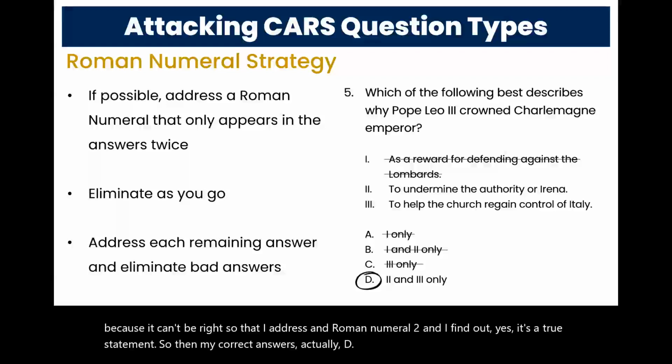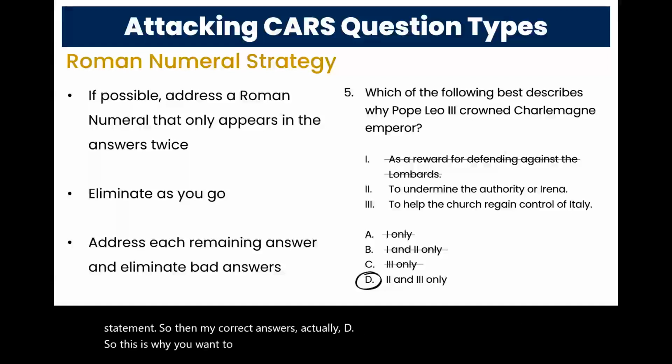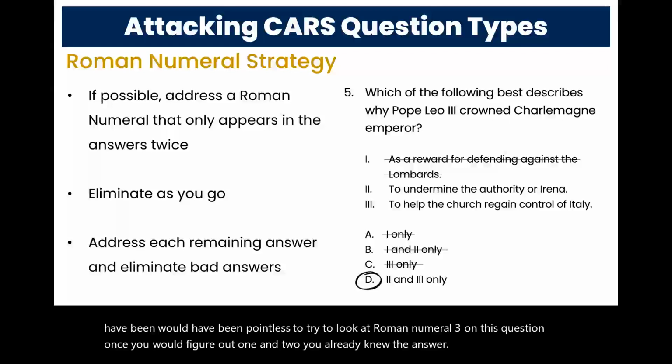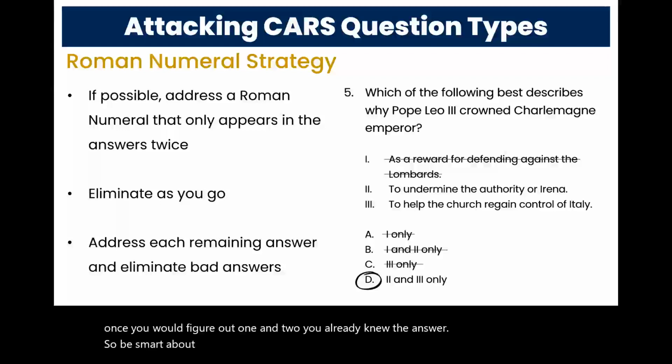So this is why you want to go through the eliminate-as-you-go process, because it would have been pointless to try to look at Roman numeral 3 on this question. Once you had figured out 1 and 2, you already knew the answer. So be smart about these. Don't just jump into it.